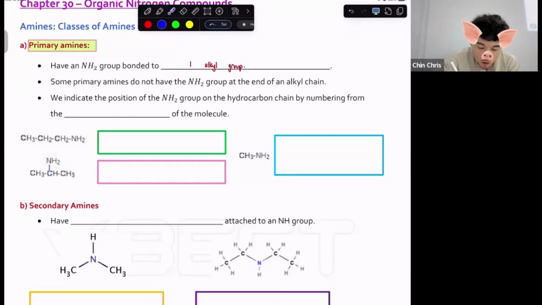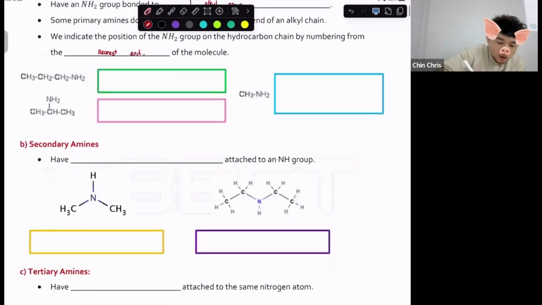So we indicate the position of NH2 by numbering from the nearest end. Always remember when you number, you have to try to make the number smallest. For example, this is 1, 2, 3, we count it from here, because amine is attached on the right-hand side. So we call it 1-propylamine, or some school teachers will call it 1-aminopropane, which is also correct.